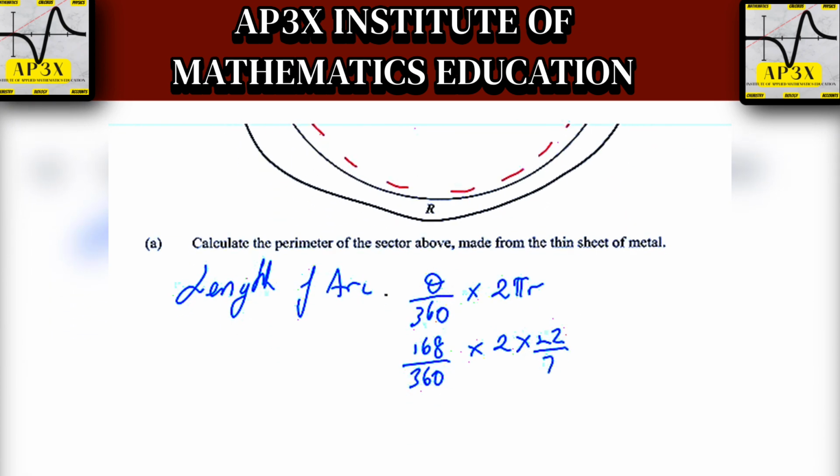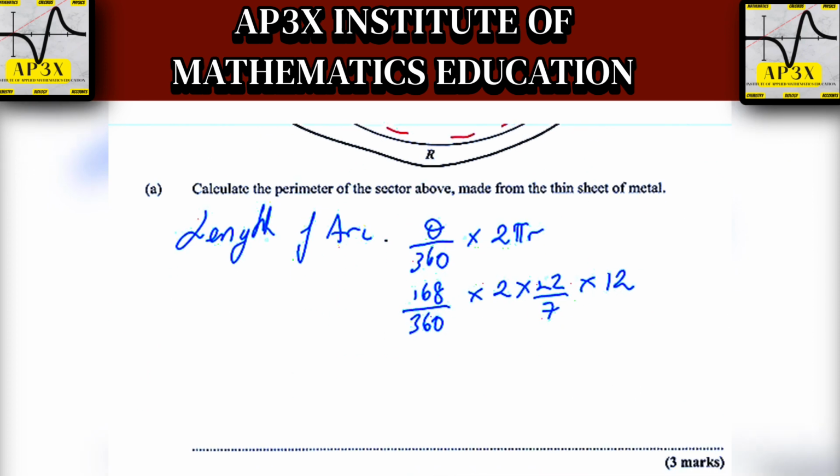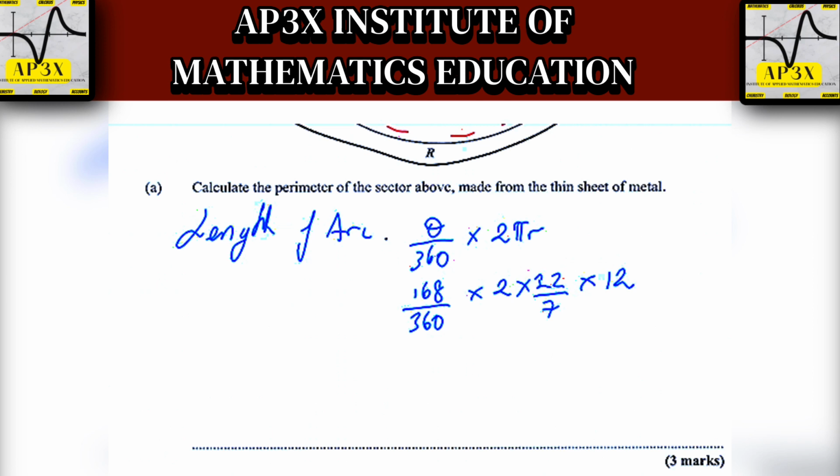And the radius here we have already established is in fact 12. All right, so that's 2 multiplied by 22/7 times 12. Now there's a couple of cancellations that we can do, but it's going to be more or less the same if we use our calculator. So we're going to go ahead and say 168 divided by 360. Let's write that down.